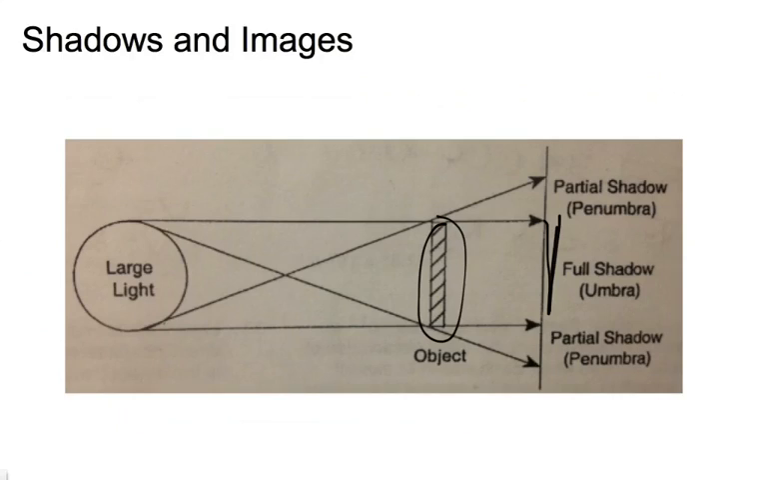Same thing, now how are we going to have our shadows? We have a large light in there, and we have an object, and as you've seen in shadows, you have something where you see a sharp shadow. That's called the umbra or the full shadow. But also you've seen that the shadow is a little bit lighter around, and we're going to call that the partial shadow or the penumbra.